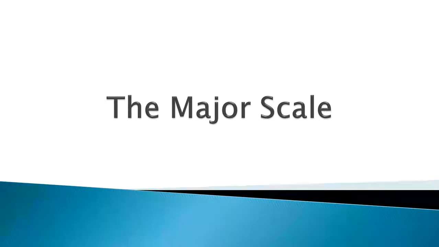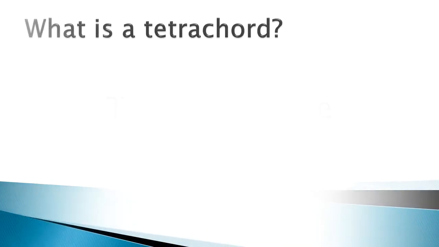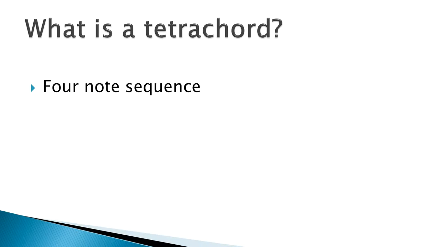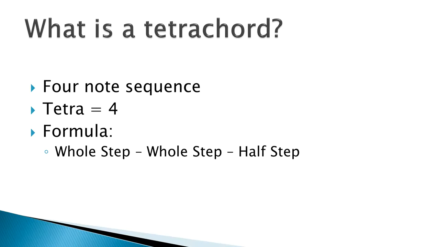In this lesson, we will discover how a major scale is constructed. In order to do this, let's first look at something called a tetrachord. This is simply a four-note sequence with a particular formula. Remember that the prefix tetra means four. The intervals between the four notes of the tetrachord are whole step, whole step, half step, which we can abbreviate as WWH.